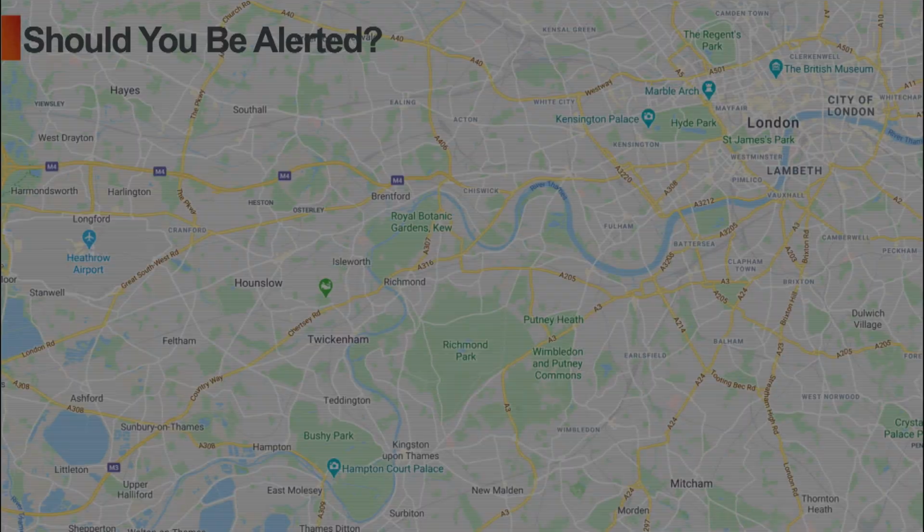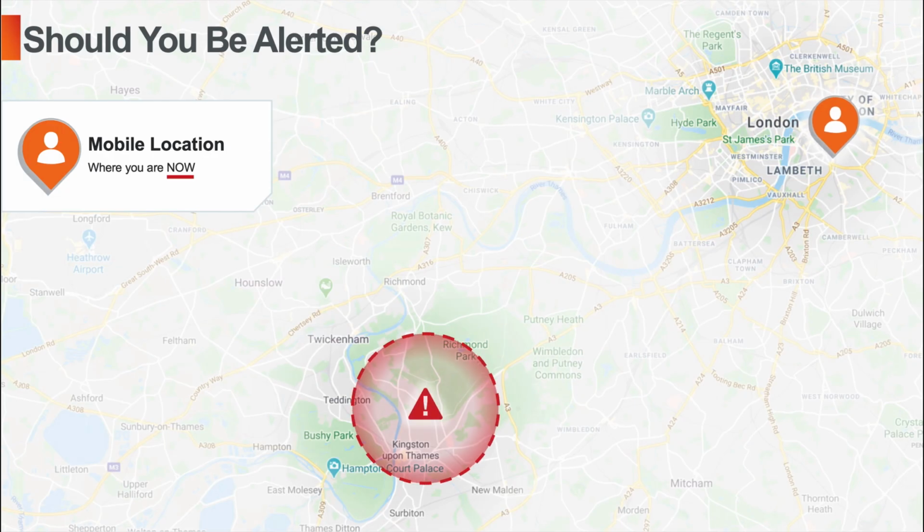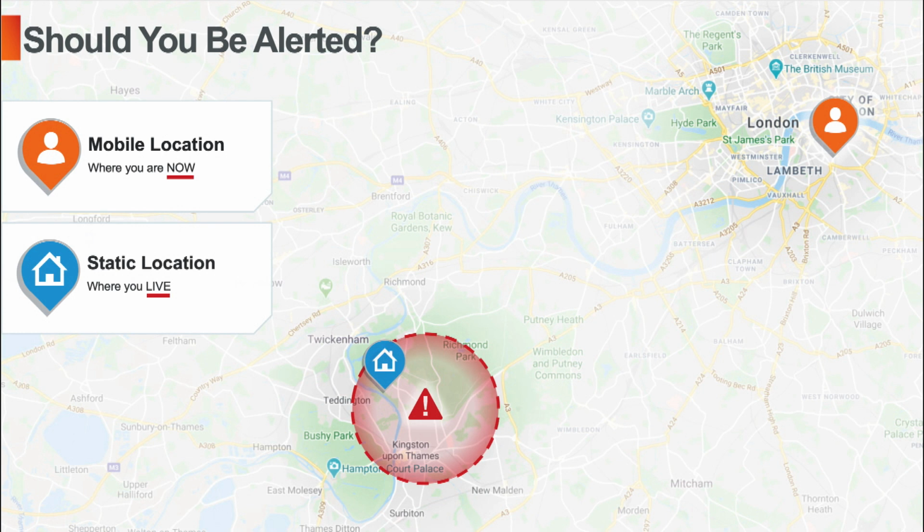So the first scenario, I'm asking you to put yourselves in the shoes of a resident. You're somewhere in central London right now. So an incident happens, say 12, 15 miles away. The big question is, should you be alerted? Most people would say, no, it's too far away, it doesn't impact me. What if I were to tell you that your house is within that impact radius?